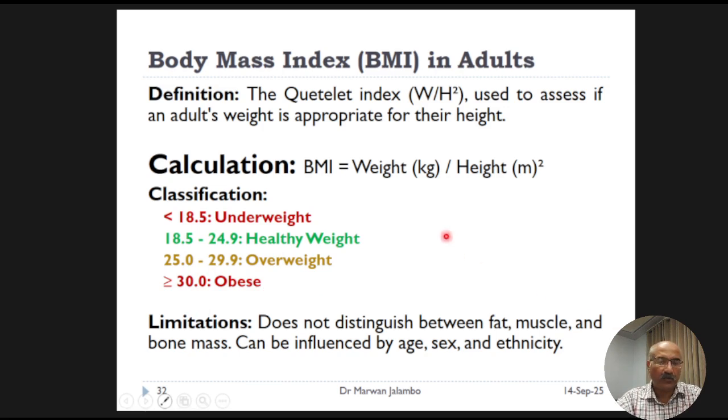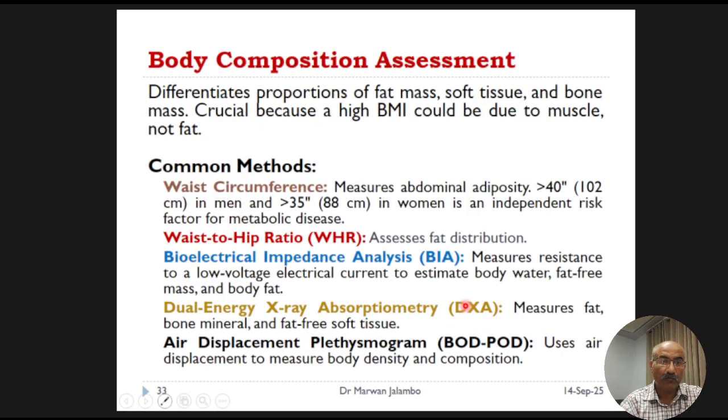To get a more accurate picture beyond body mass index, we need to assess body composition. Body composition analysis allows us to differentiate between fat mass and lean mass, which is critical for a true assessment of nutritional status. For example, this helps us avoid misclassifying a muscular person as overweight.